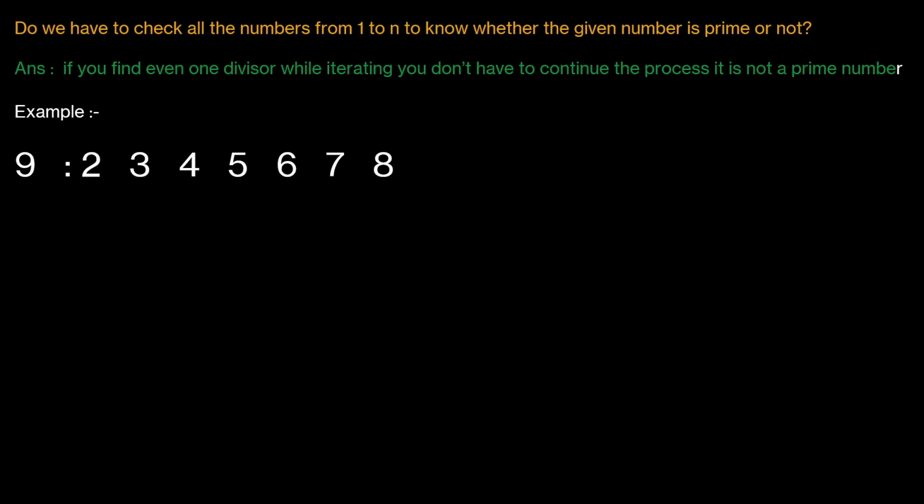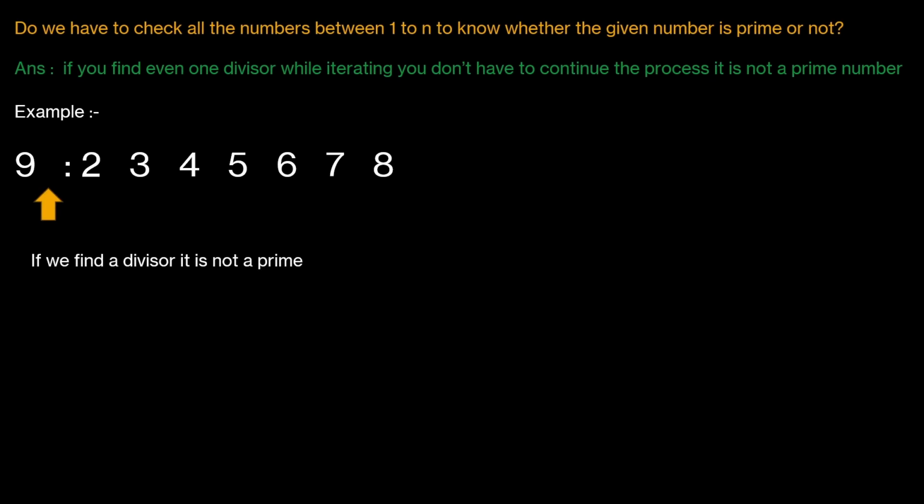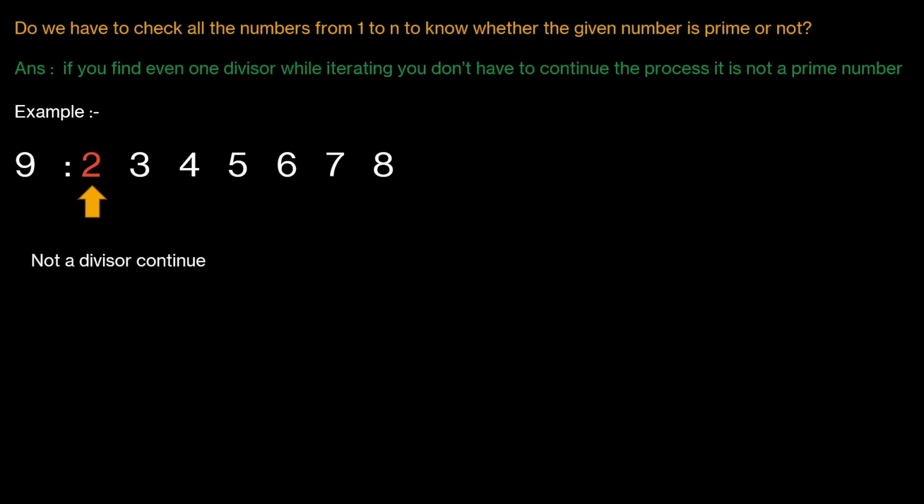Okay, let us consider the number 9. So we eliminated 1 and itself, as we know they are its divisors, but consider 2, it is not a divisor, but 3, it is a divisor. So do we have to continue the process? We know 1 and itself, it has two divisors already, and we find the third divisor, which means it is not a prime. We don't have to keep going our process. We can simply say it is not a prime.